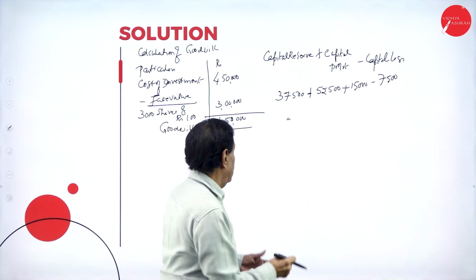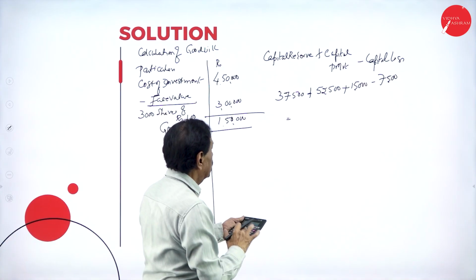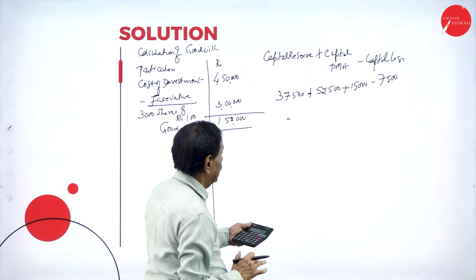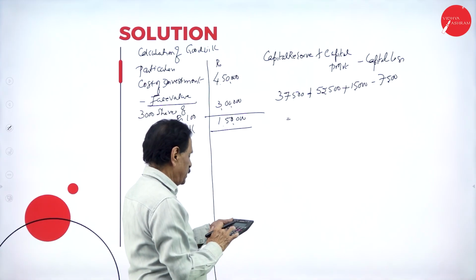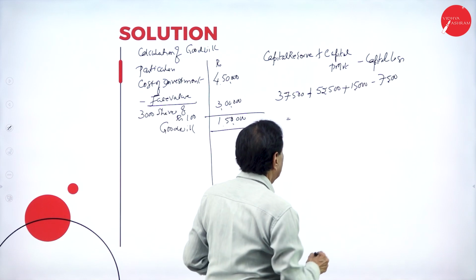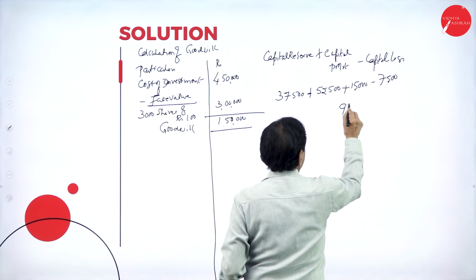Add 37,500 plus 52,500 plus 15,000 minus 7,500. 97,500.